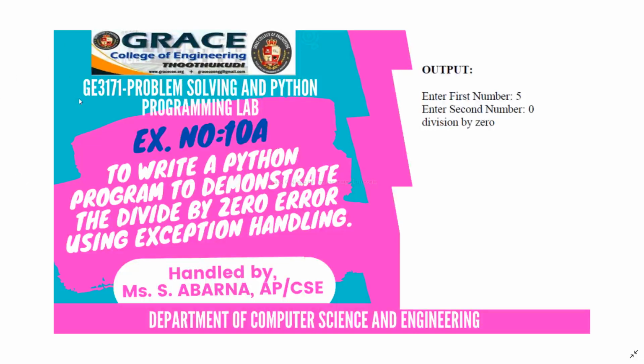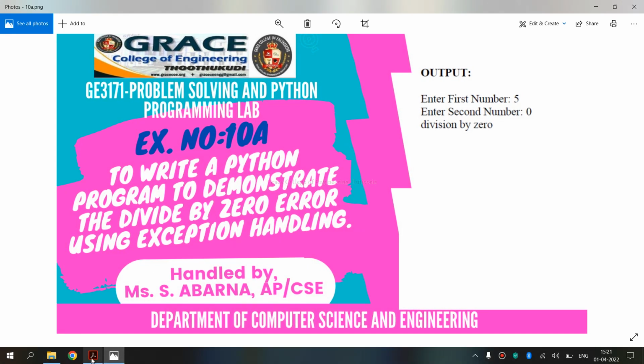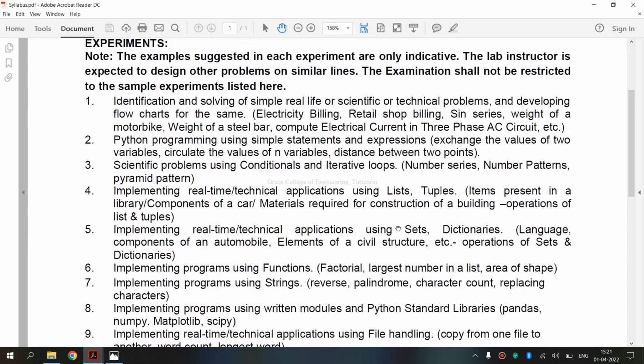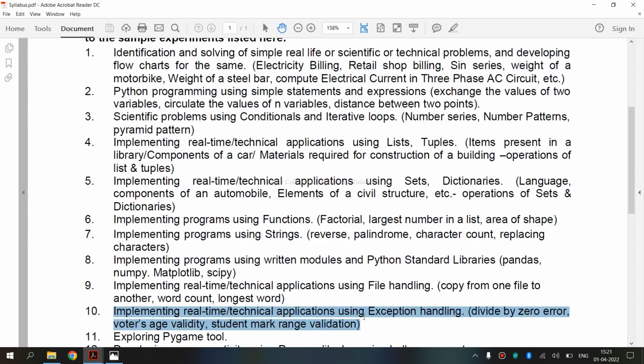In this video, we are going to discuss GE3171 Problem Solving and Python Programming Laboratory, exercise number 10a: to write a Python program to demonstrate the divide by zero error using exception handling. Now we are going to see the syllabus for Regulation 2021. It is the syllabus and we are going to see the 10th exercise.